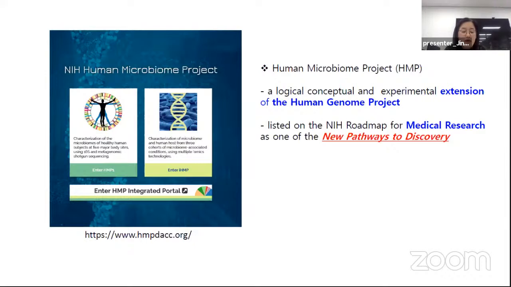To find out the microbial potential function, the Human Microbiome Project has been started. The Human Microbiome Project is a logical, conceptual, and experimental extension of the Human Genome Project. It aims to improve understanding of the microbial flora involved in human health and disease.